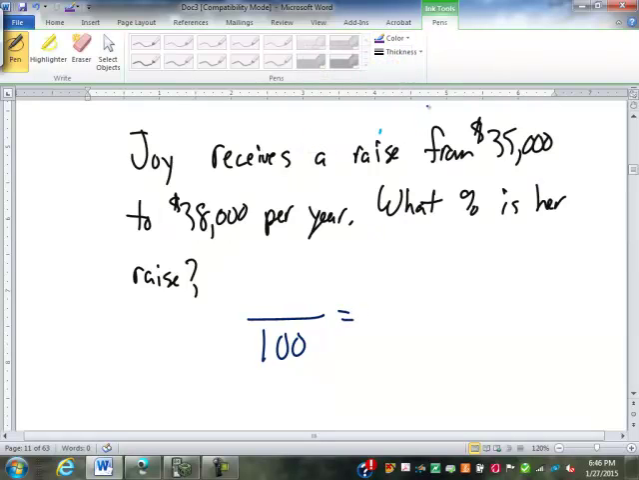Now there's two things that are represented here. One of them is a raise. Let's start out with that. Does a raise represent the 100% or does it represent the missing percent? Missing. Yeah. What percent is her raise? So that is the raise.